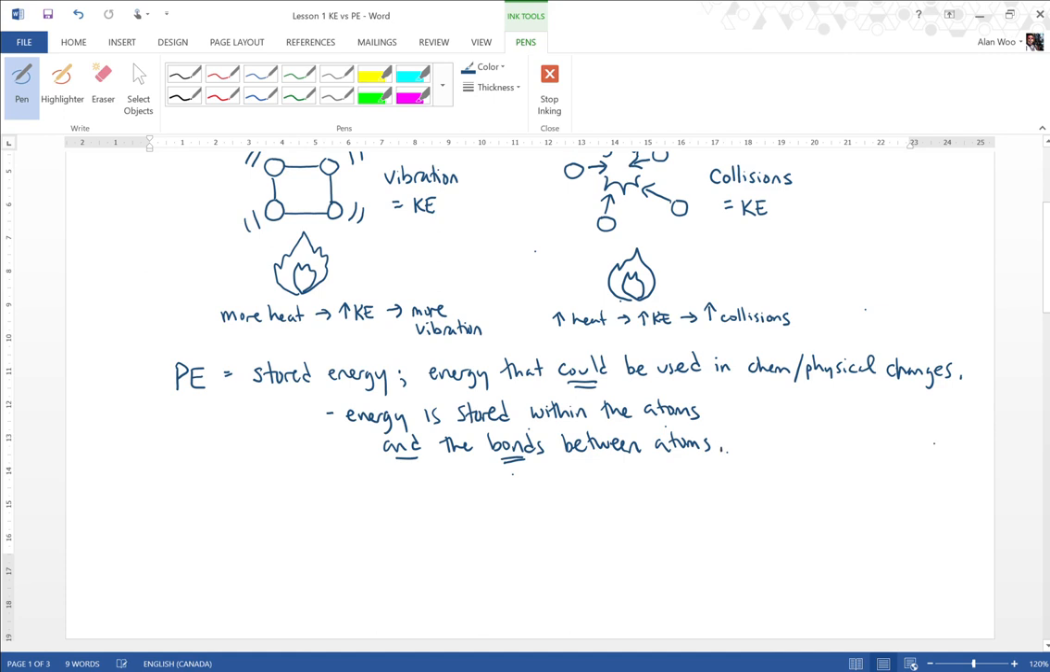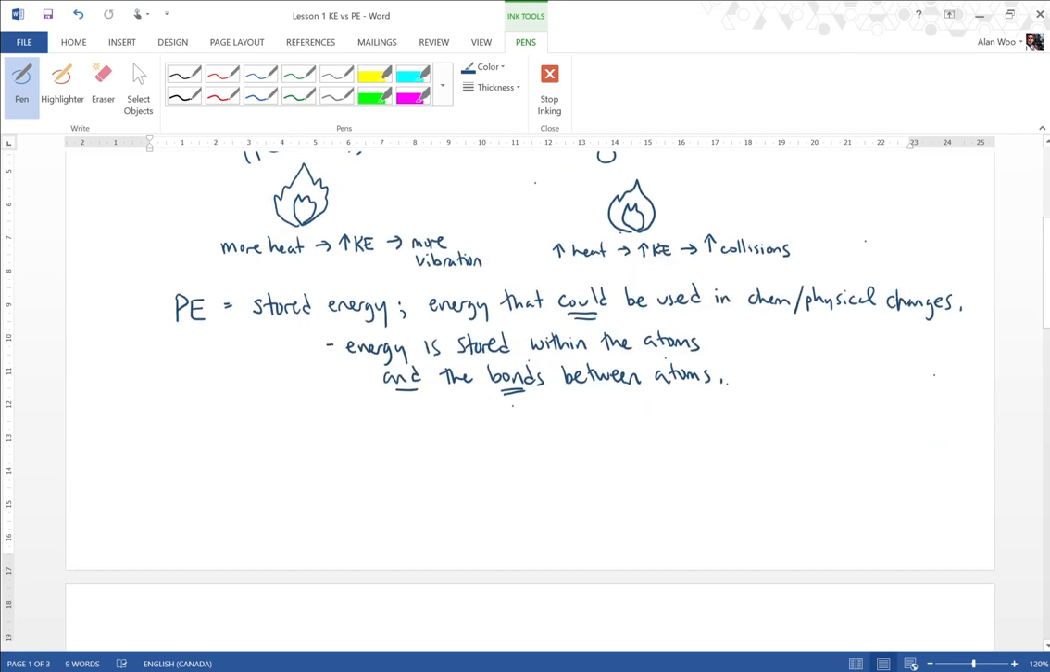So let me give you an example. If we take a look at two atoms that are bonded together, okay, for the sake of argument, let's just say that these two are hydrogen atoms. The energy that's stored inside the bonds and within the atoms themselves, we're just going to say that that's all of our potential energy.